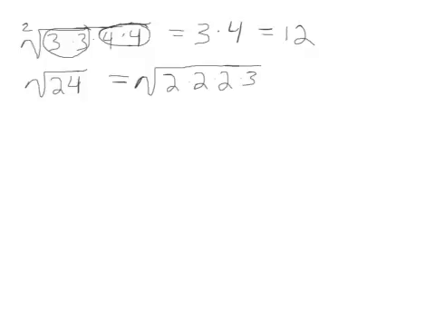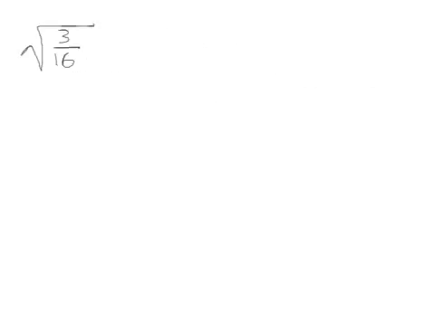And now you're going to do the same process that we just did. Since the index is an unwritten 2, it means we're going to look for groups of 2 of something. So notice we have one group of 2 right there. We have 2 2's. There's no other groups of 2's, so all I'm going to pull out is that 1 2, because I have one group of 2's. And on the inside of the radical is going to be the 2 times the 3 right here, which will give me a 6. So your final answer is going to be 2 times the square root of 6.